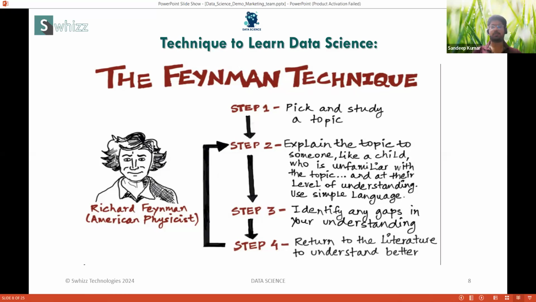It is a completely circular process. Until you are good with the topic, you will keep following this process. This is called the Feynman technique. It is circulation in a circle form. I think you understand what exactly the technique is.